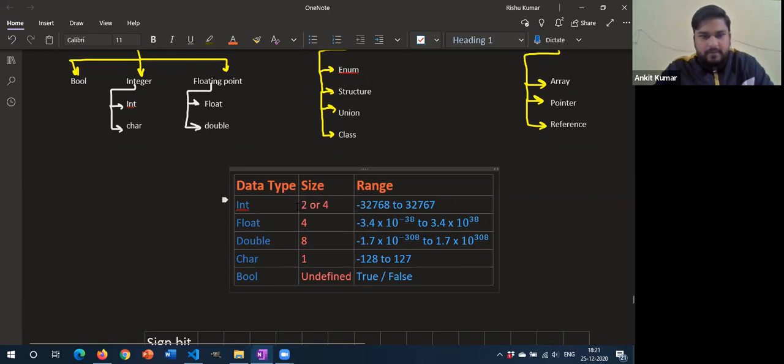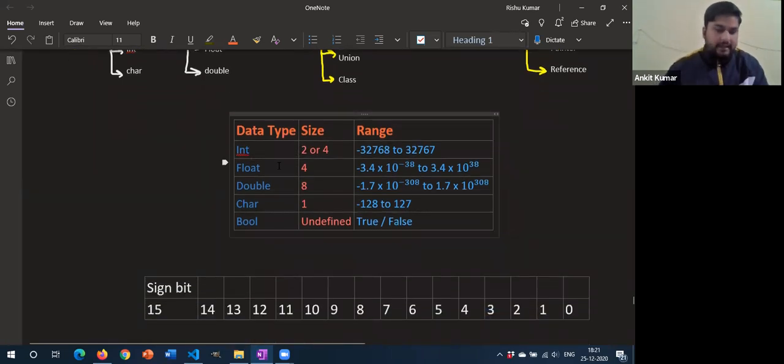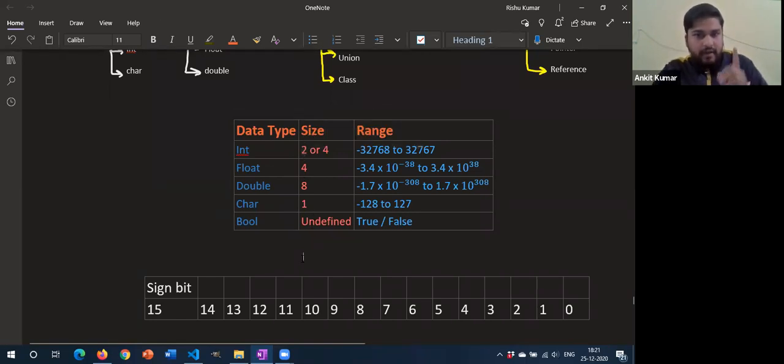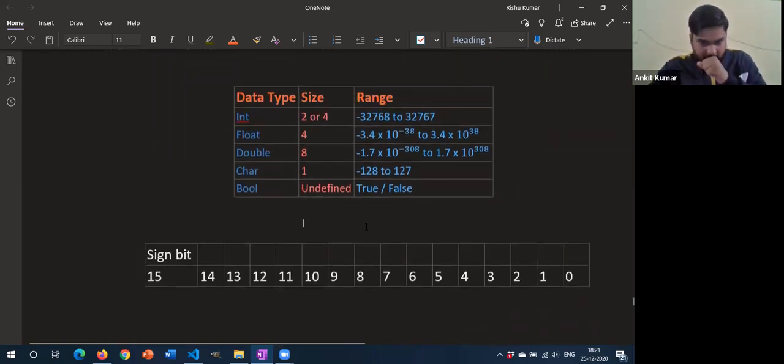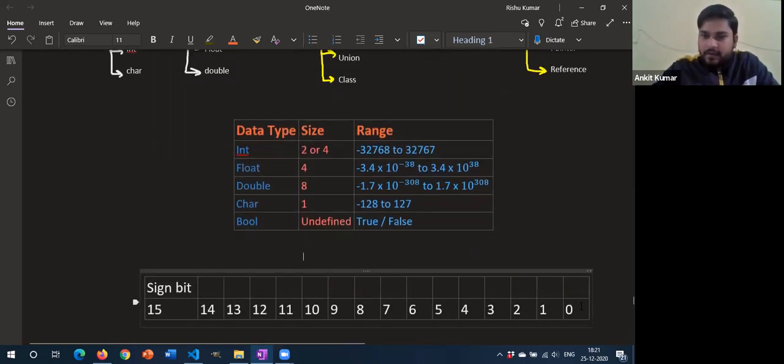Now let us read about integer in detail, why there is one number more on the negative side and one less on the positive side. So I will treat integer as 2 bytes only. Now we know that 1 byte is equal to 8 bits, correct? So as I'm treating integer as 2 bytes, how many bits should I take? 16 bits, correct? So here I have 0 to 15.